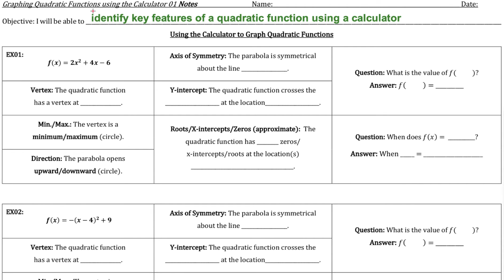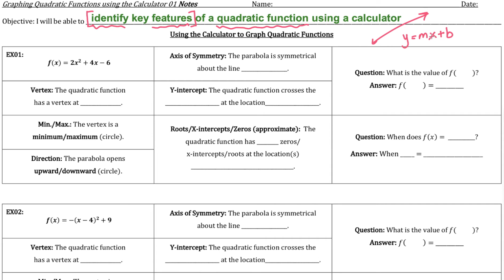Alright, so in this lesson we will identify key features. So identify some features of quadratic functions using a calculator. So quadratic function, we'll learn what that is. We've talked about linear functions. Remember, linear functions are just lines, and they're in the form, well, slope-intercept form is y equals mx plus b. We've done that. Now we're going to do another function, a different function.